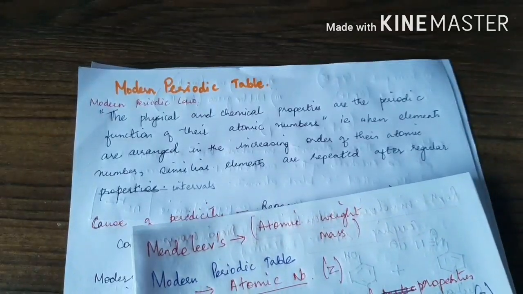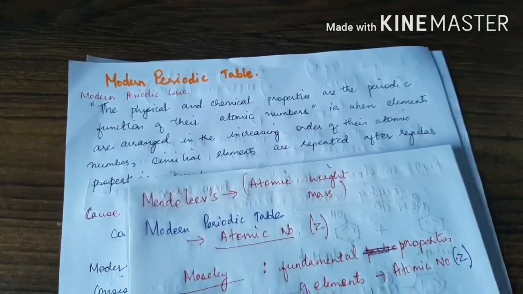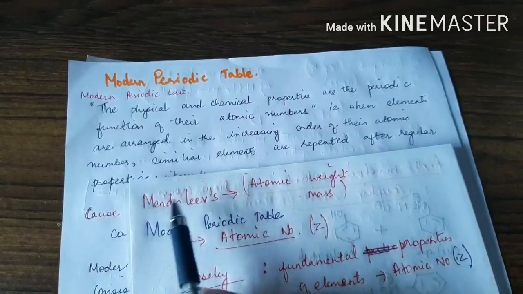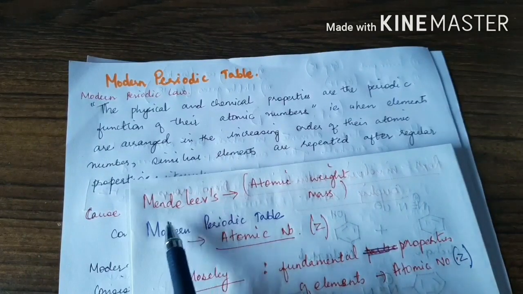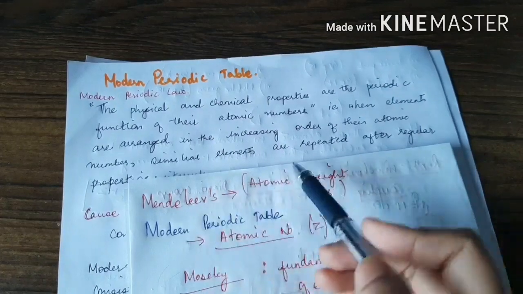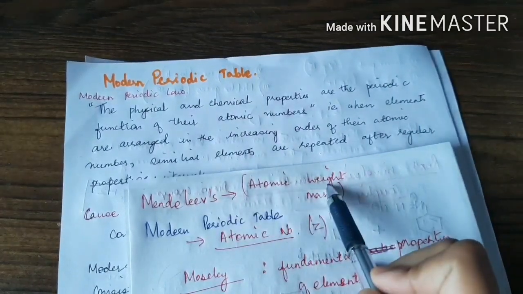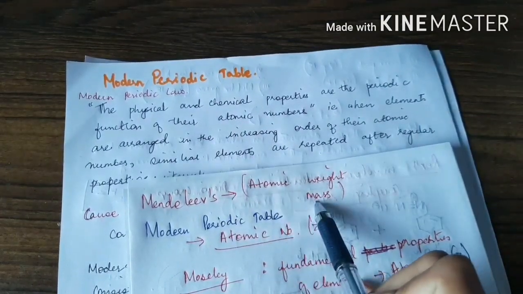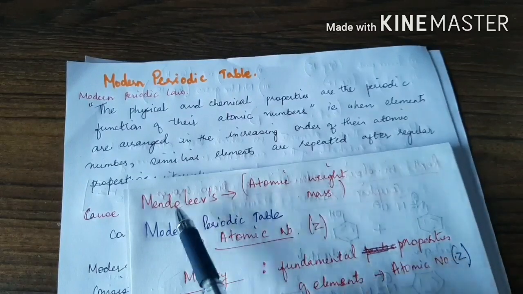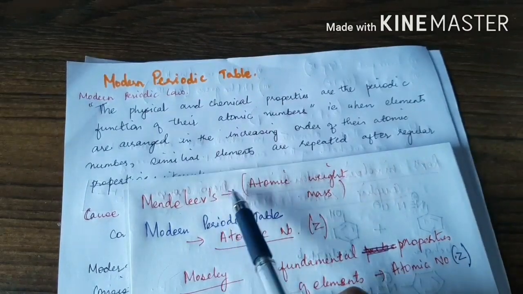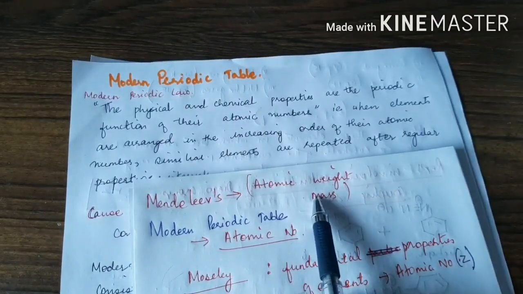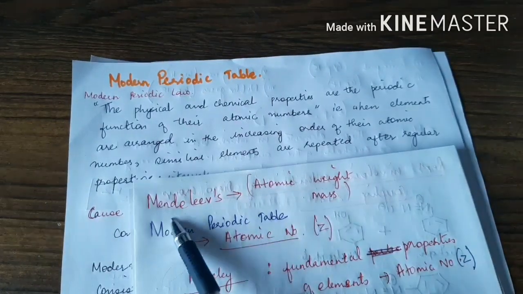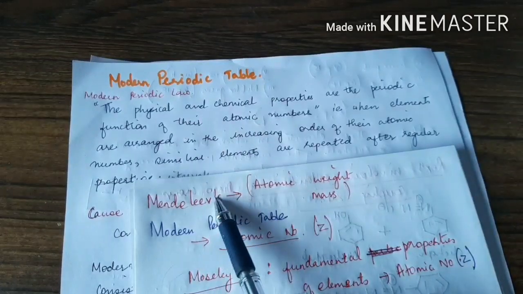Hello students. Earlier we saw the Mendeleev periodic table. You know that it is based on the arrangement of elements in the increasing order of their atomic weight, which is also called atomic mass. We saw that the Mendeleev periodic table had so many drawbacks.